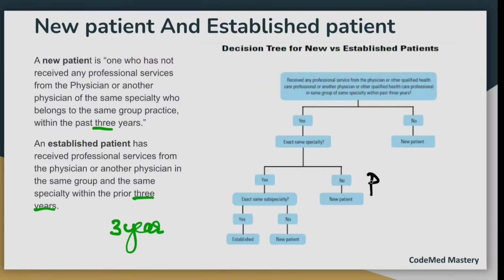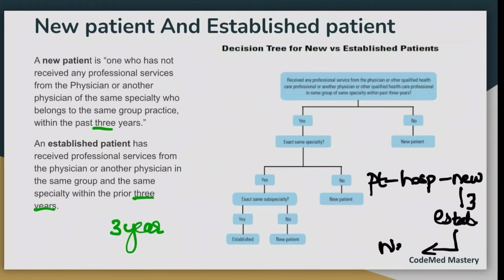For example, if a patient comes to the hospital, he is a new patient. If this new patient continues to receive professional services from the physician or another physician of the same specialty who belongs to the same group practice within the past 3 years, then he will become an established patient. So for the 3 years he will be an established patient. Then after 3 years he will become a new patient again. So this is the 3-year rule.